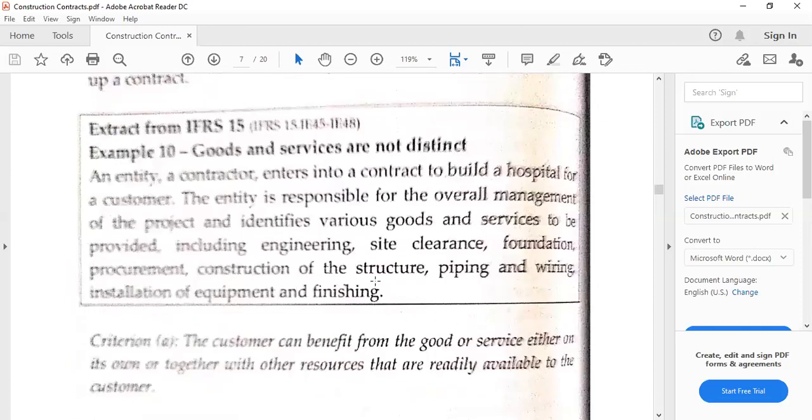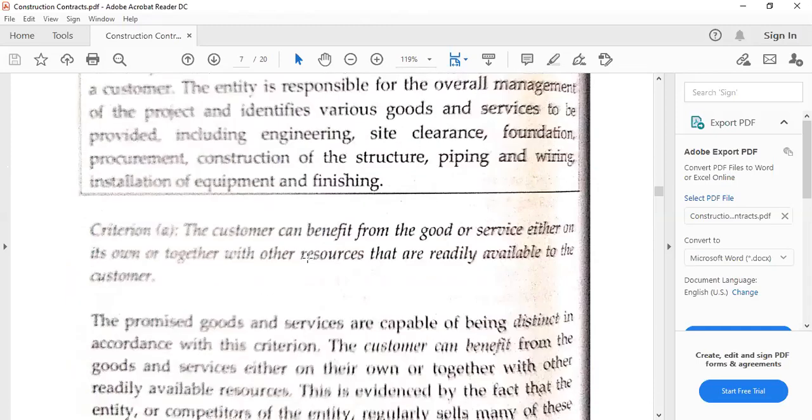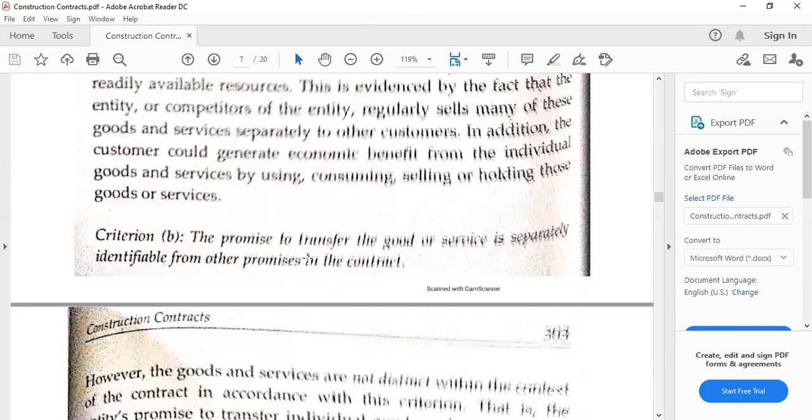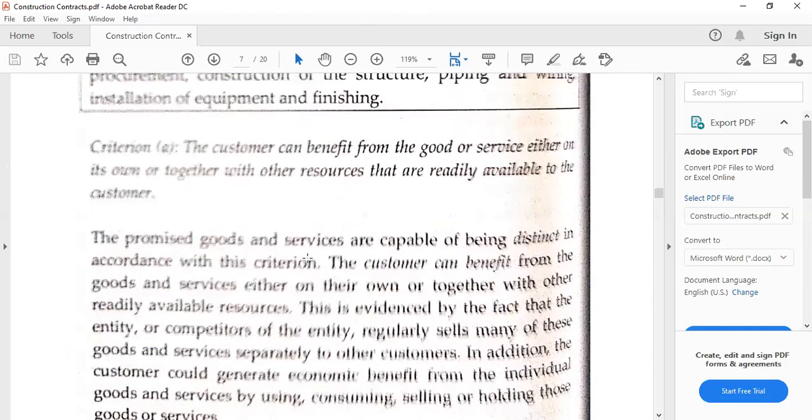Very true. So the point is that these activities, these tasks, engineering, site clearance, contribute to the output that is the hospital. So in other words, these are not distinct and separate performance obligations. That's why they would not result as being distinct goods or services.